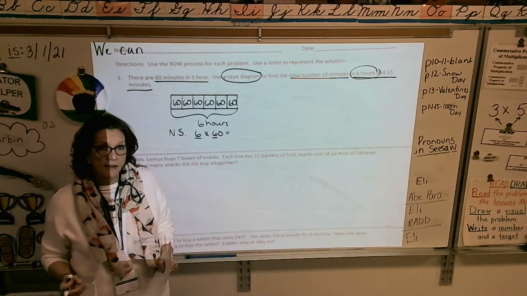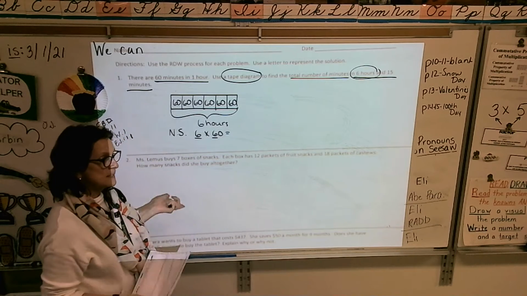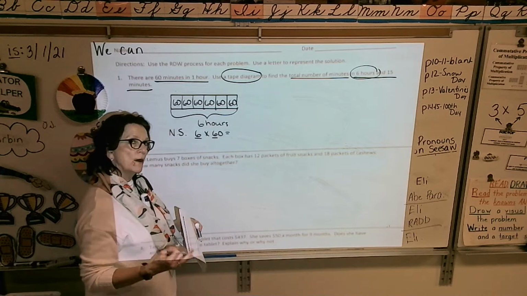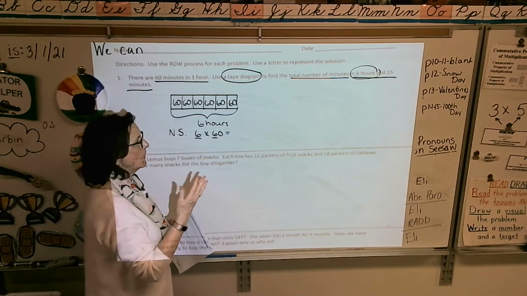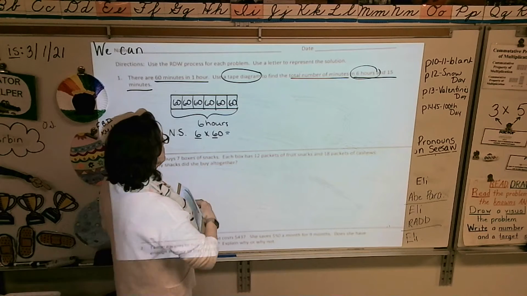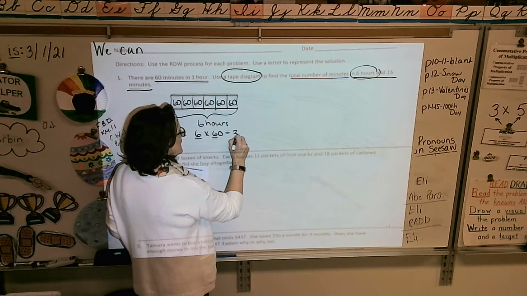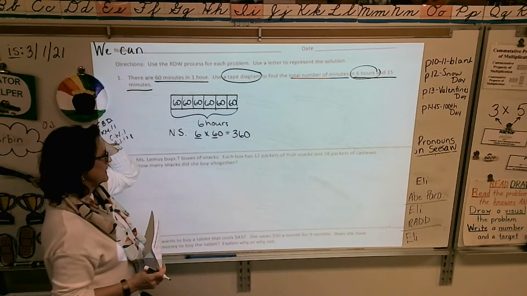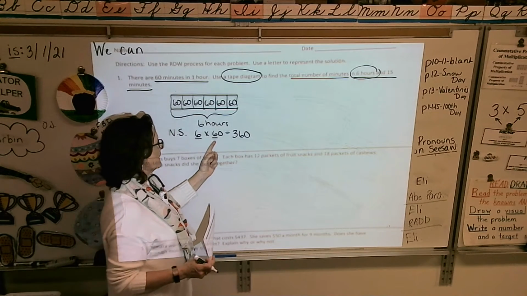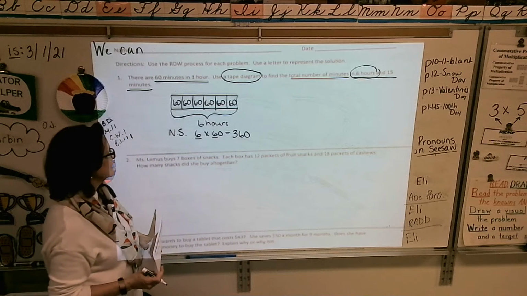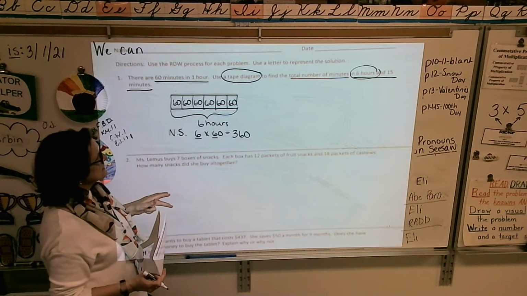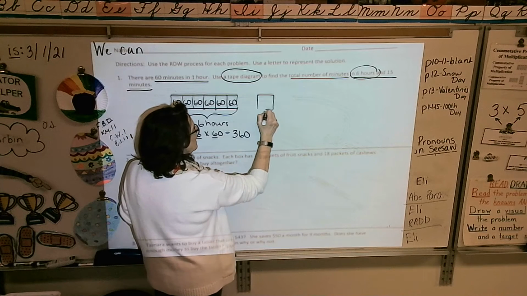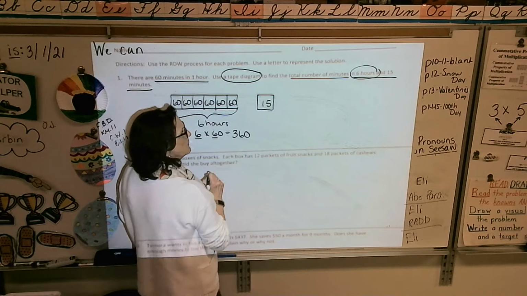Always a good idea to underline that. And I know 6 times 6 is 36, but if you don't know, you can do your skip counting. So 6, 12, 18, 24, 30, 36. So 6 times 6 is 36. And then I add a 0 to make 360, because I'm really multiplying 6 times 60. So that's 360 minutes. But then we know that there's an additional 15 minutes. So I'm going to draw another unit here, and in this one I'll put 15.